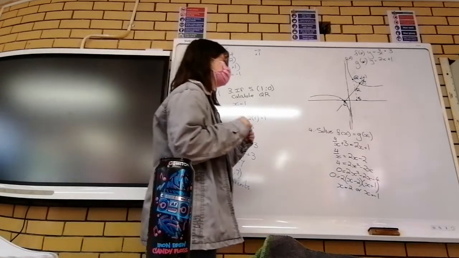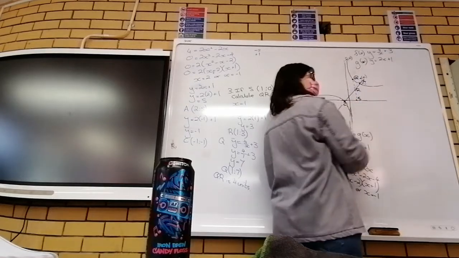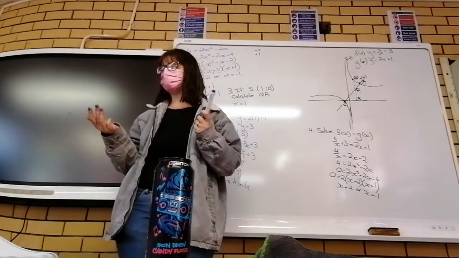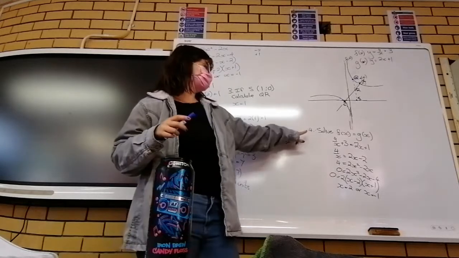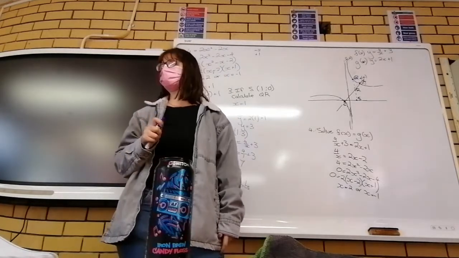So let's assume that I've drawn these two graphs, which means I know exactly where these two points are because I can read it off my graph. What happens if they say solve f(x) is equal to g(x)? Can I read it off the graph?